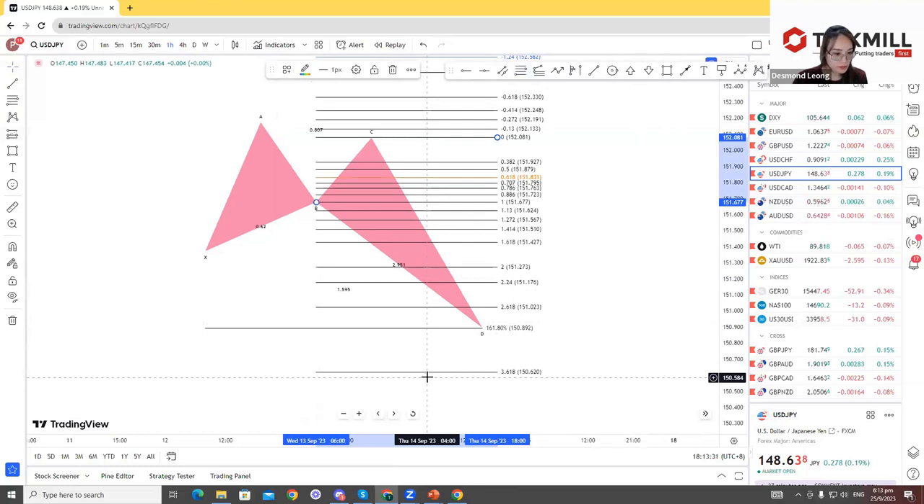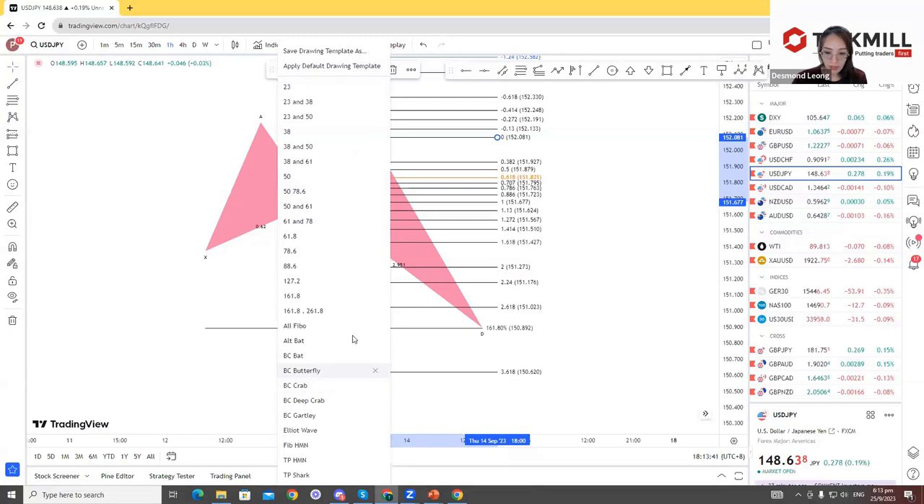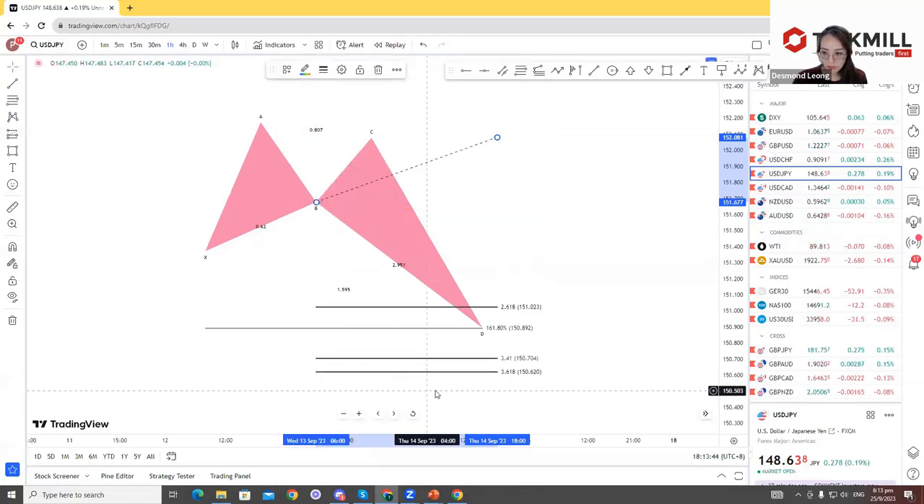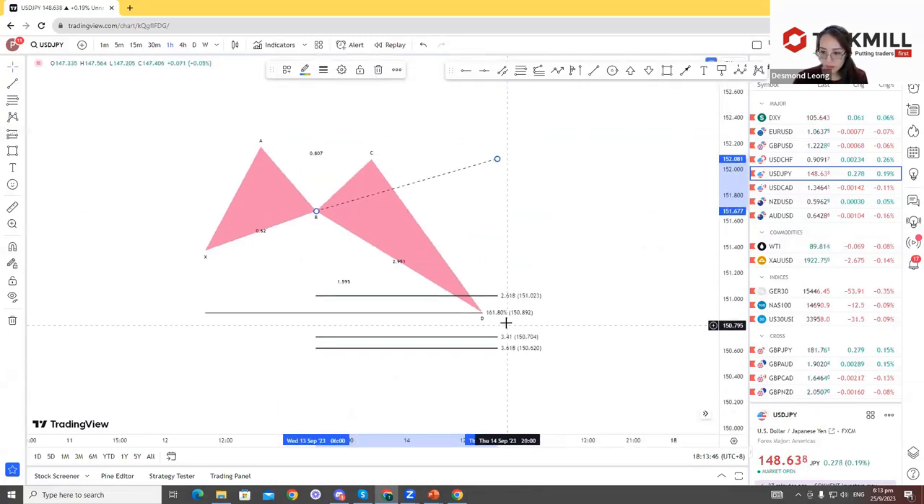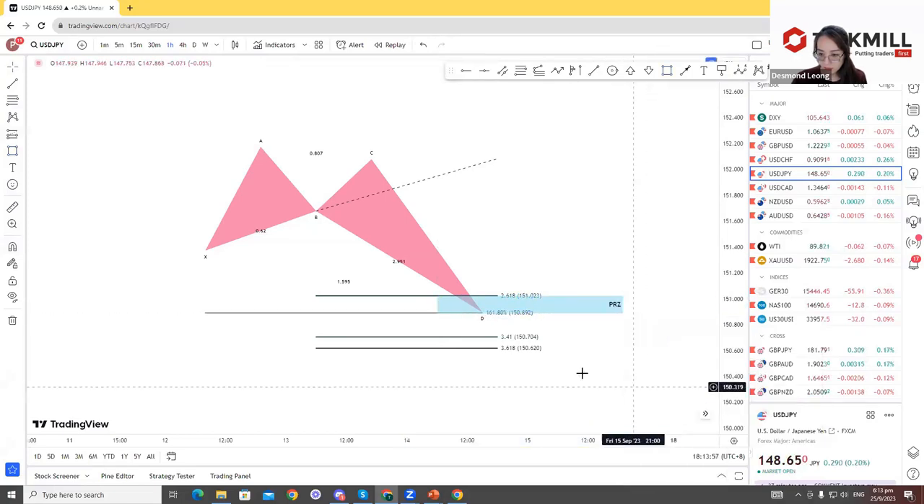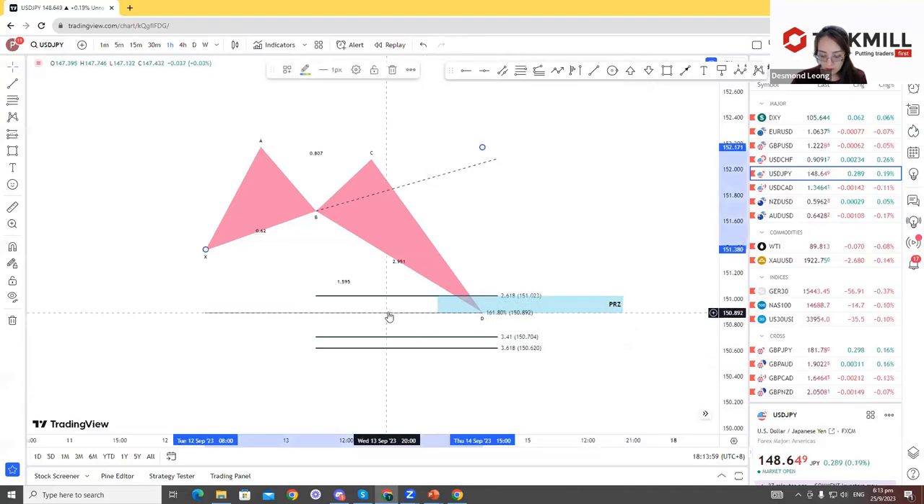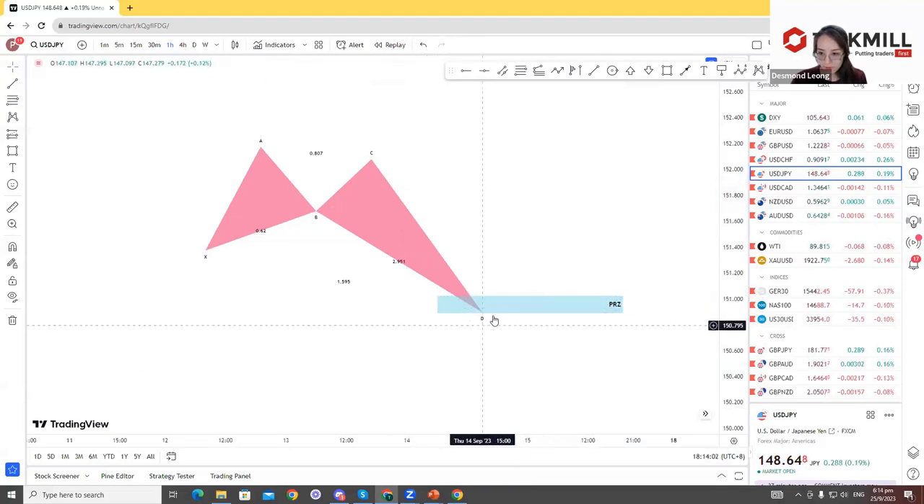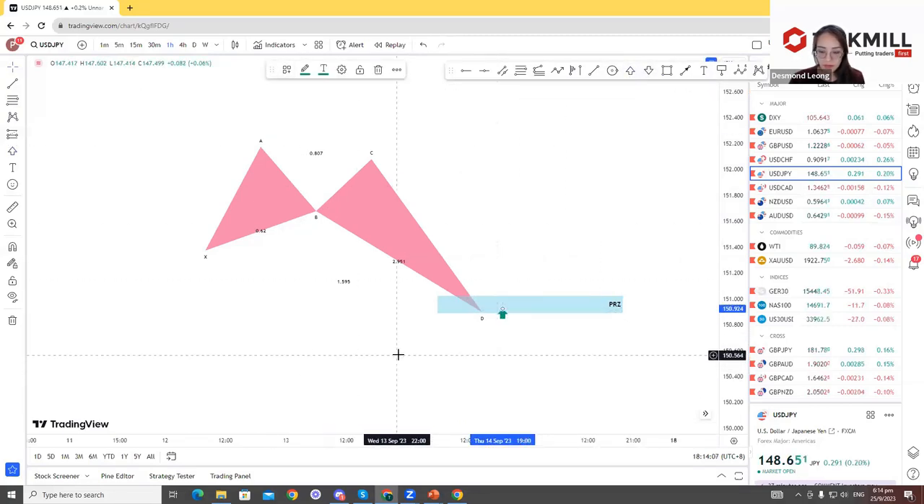They say that between 61.8 and 361.8% here. So I already have my crab BC extension. Crab is here. So you see like that, meaning that this is our PRC zone. This is our PRC zone. This is the zone here. And then you wait to buy over here.